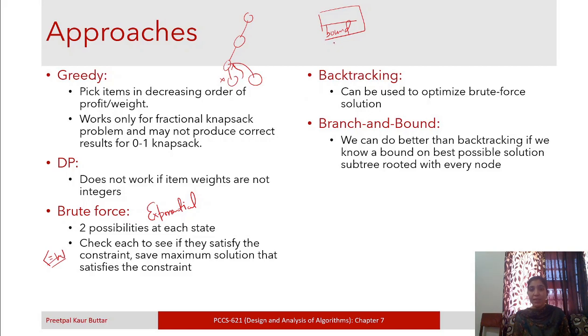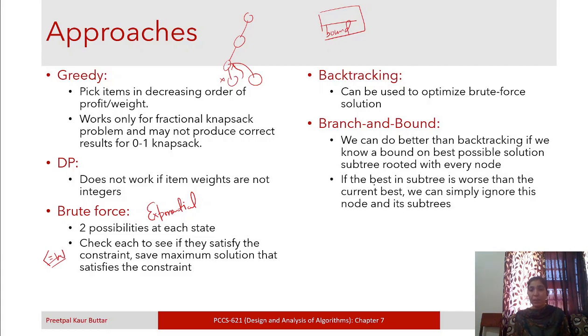At every state we check this bound. This bound helps us to know whether this node will lead us to the best possible solution or not. So if the best in the subtree is worse than the current best, so we compare all the live nodes. Among all the live nodes we pick whichever is the best. If in this subtree there are a number of solutions, and this is the best in this subtree but this is worse than the current best, then we will ignore this node and all its subtrees. So this is how we will go about the 0-1 knapsack problem using branch and bound.